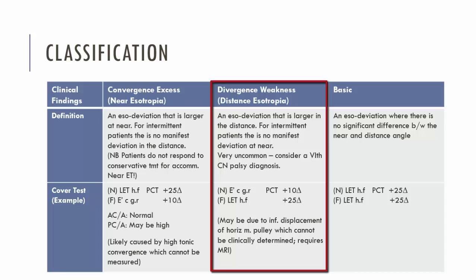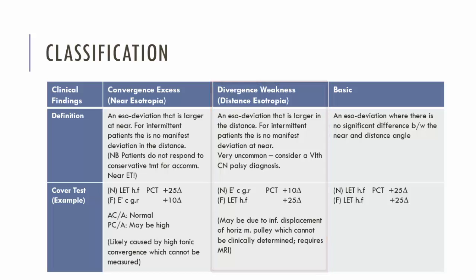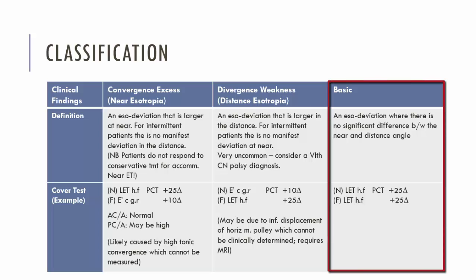If it's not innervational, then it's likely that there is a displacement of the horizontal muscle pulley. But in order to confirm it, you would need to actually undertake an MRI. And finally, with the basic deviation, the size of the deviation is similar near and far, and this could be either intermittent or constant.